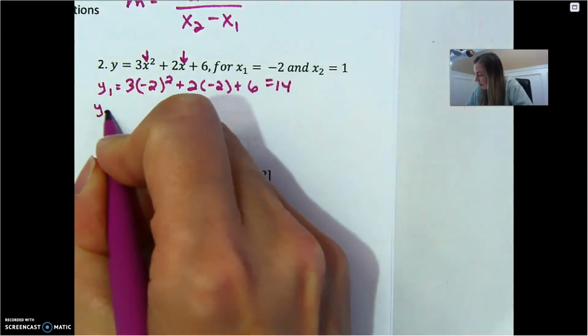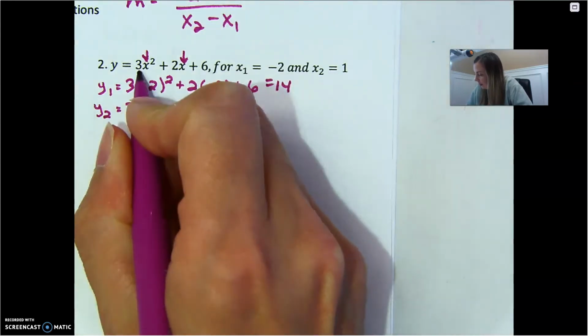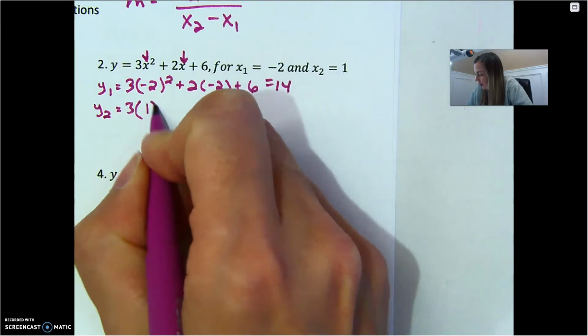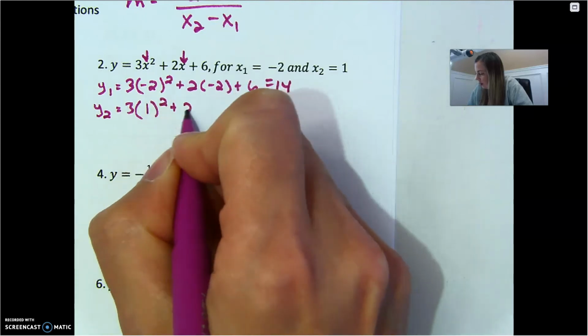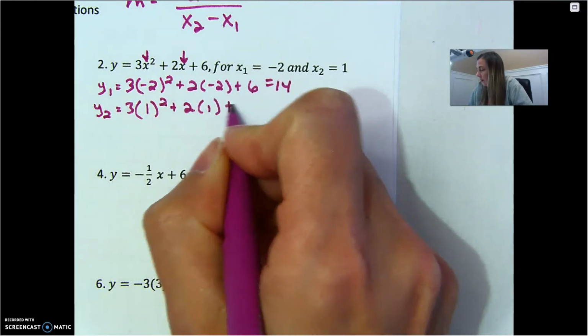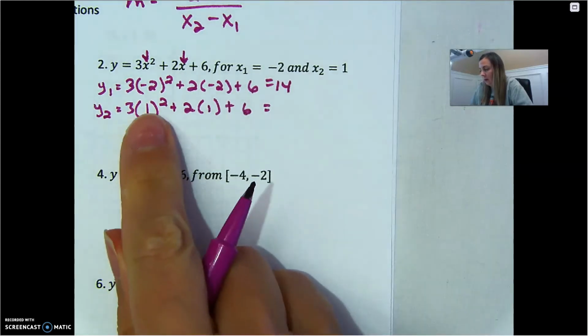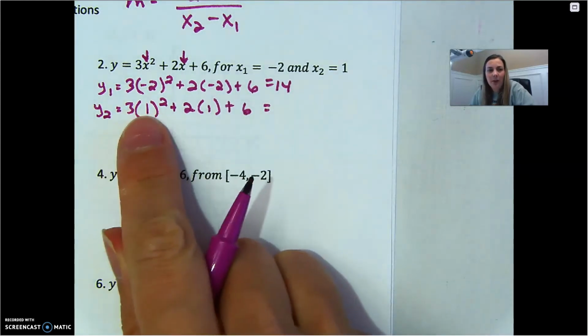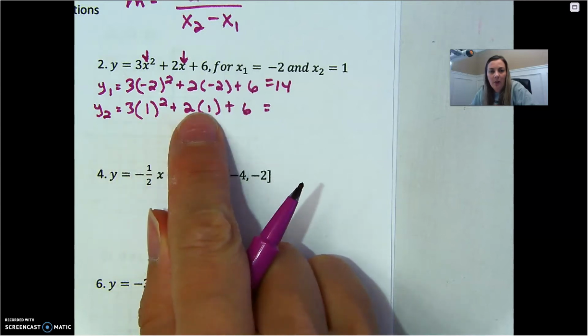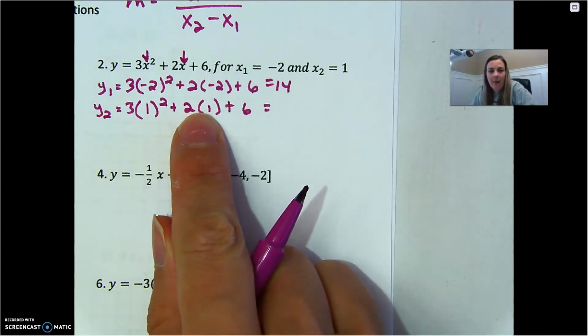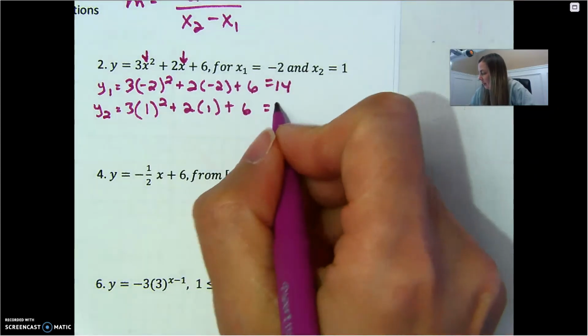All right, now let's figure out what that second y is. So we have 3 times 1 squared plus 2 times 1 plus 6. All right, so 1 squared is just 1. So this is 3 plus 2, so that's 5. 5 plus 6 is 11.